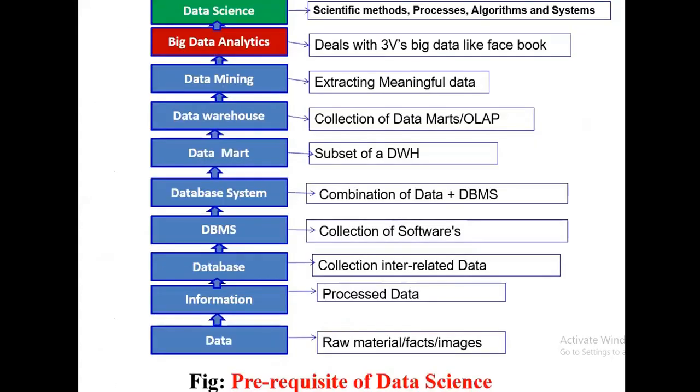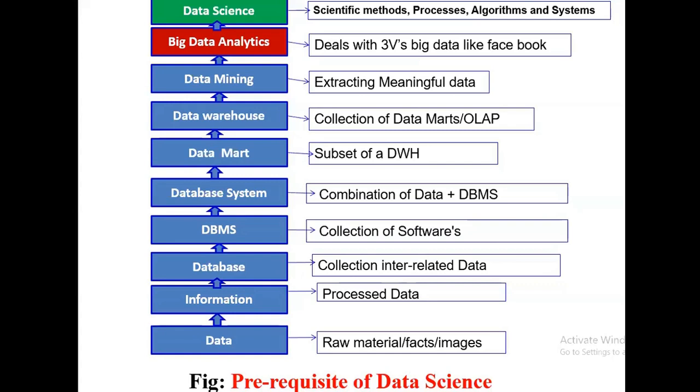So the prerequisite of data science starts with data. Data is a raw material, fact or image. Data can be anything: audio, video, text, graphics, animation. Processed data is called information. A collection of interrelated data is called a database. To manage the database, we use relational databases such as SQL, MySQL, Teradata, DB2, MS Access. Nowadays, we are using non-relational databases such as MongoDB, Hive, HBase, Cassandra, etc. The combination of data plus DBMS is called a database system.